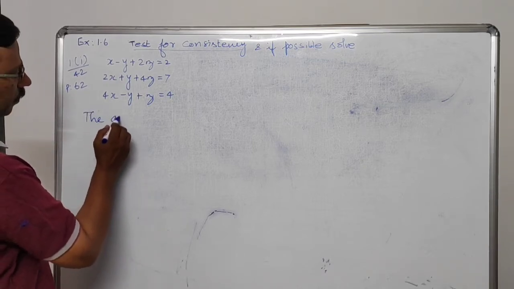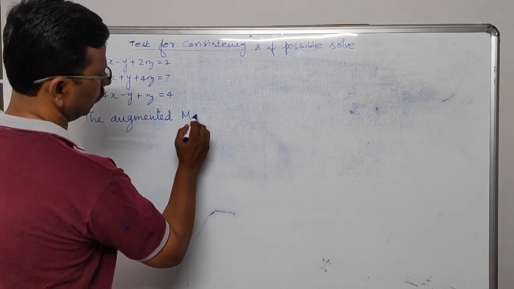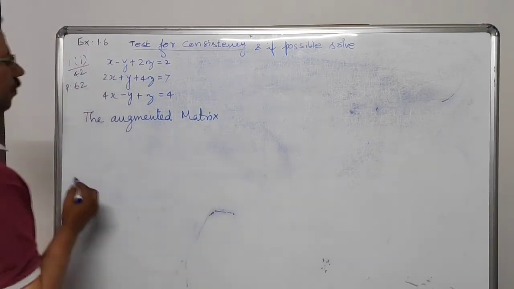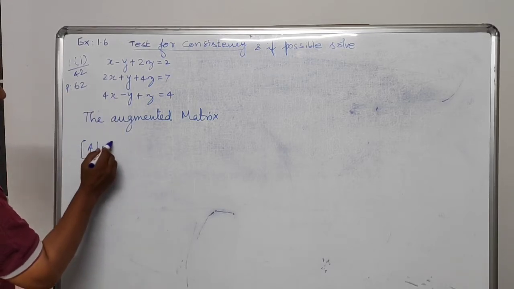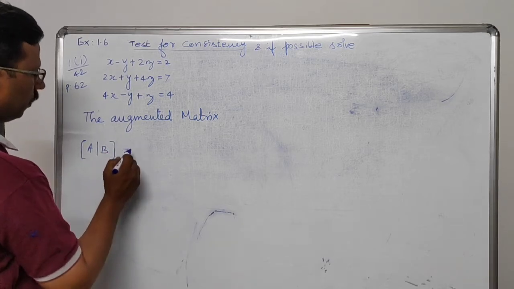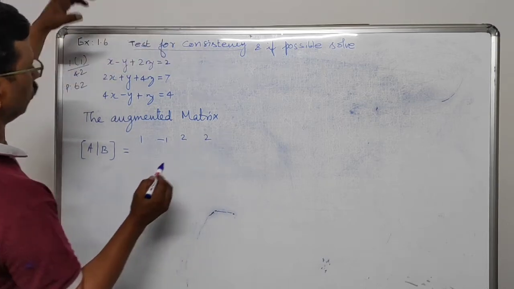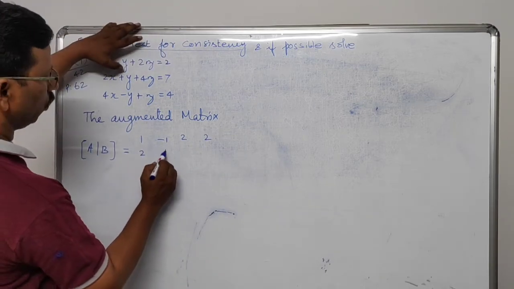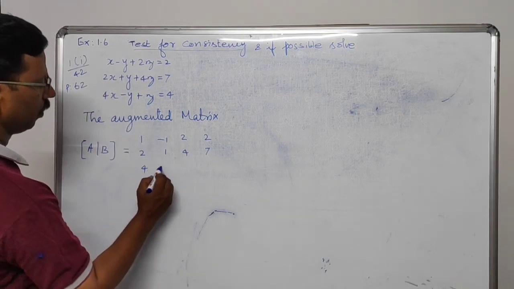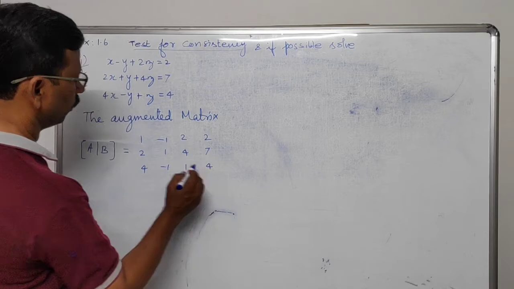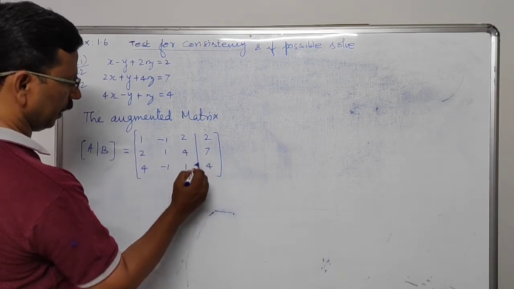The augmented matrix is, just you can write A, B, which is equal to, first row: 1, minus 1, 2, 2. Then second row, 2, 1, 4, 7. Third row, 4, minus 1, 1, 4. Now this is the augmented matrix. If you need, you can draw this line, otherwise you can leave it.